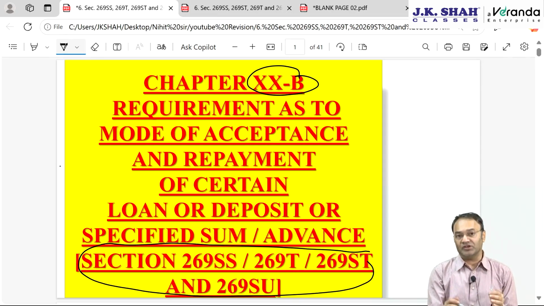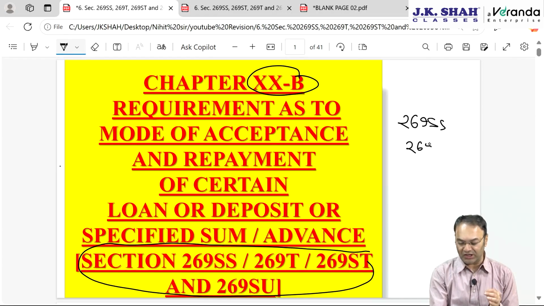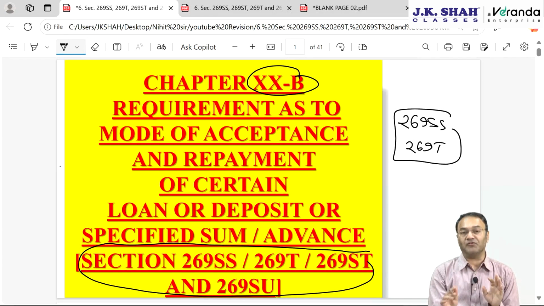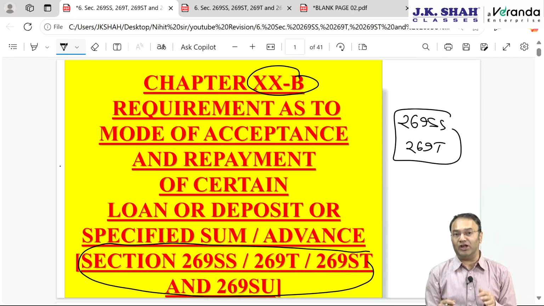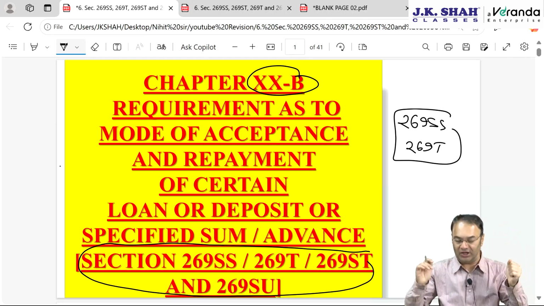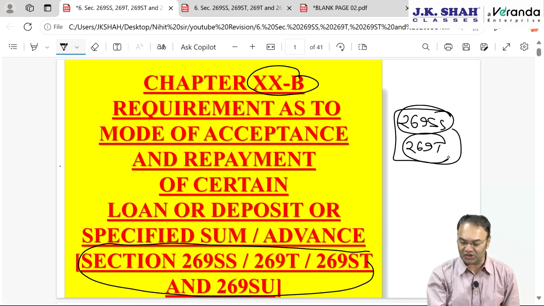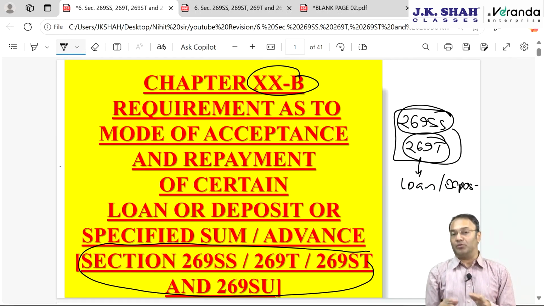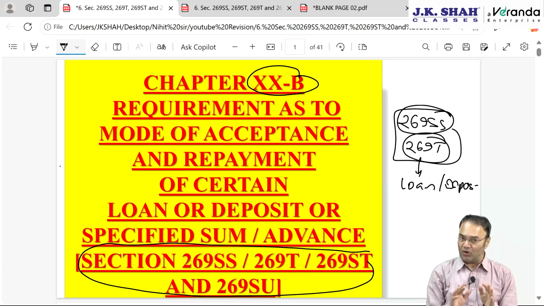Now first, section 269SS is in association with 269T. This chapter contains 4 types of requirements, and for failure to comply with these requirements, there are 4 sections for penalty. 4 requirements, and if there is default in complying with them, 4 types of penalty. 269SS and 269T are in connection with mode of acceptance of loan or deposit. They are applicable to all persons.